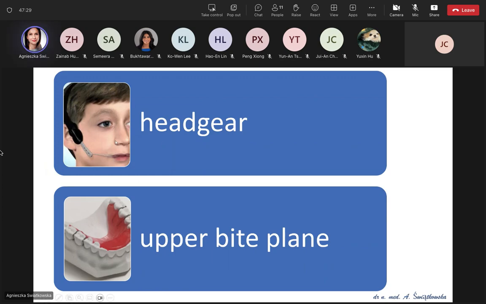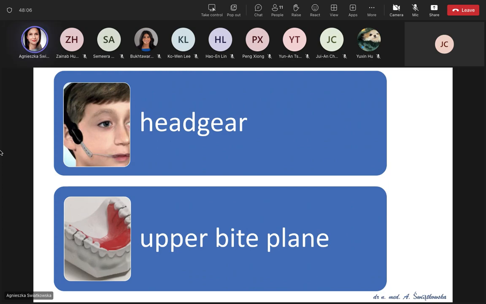Headgear. Headgear is an appliance for treatment of deep bite and open bite. We can use it because we have 3 kinds of headgear. It's a removable extraoral appliance. So in this group of removable extraoral appliances, we have face mask, headgear, and chin cap. Chin cap we don't use very often.